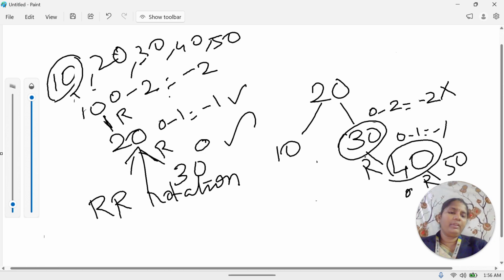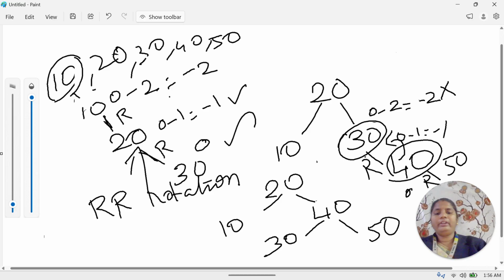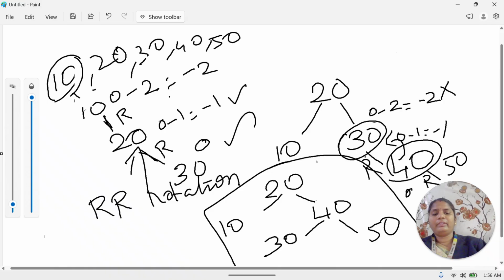So we will be performing a rotation at the left of 40. So the answer will be 10, 20, 30, 40. So 30 becomes the left child of 40 and 50 becomes the right child of 40. Now the tree is a balanced one.